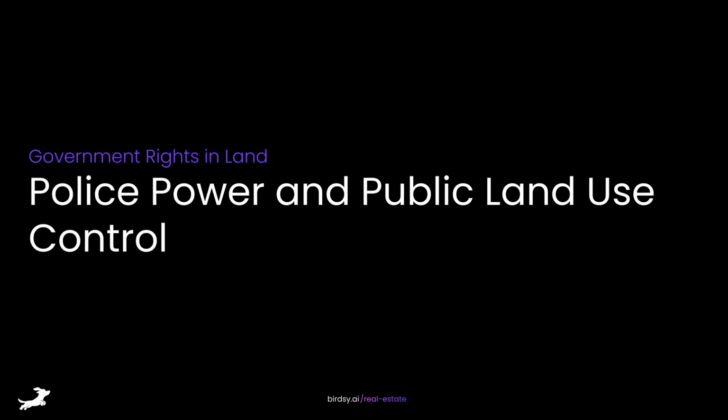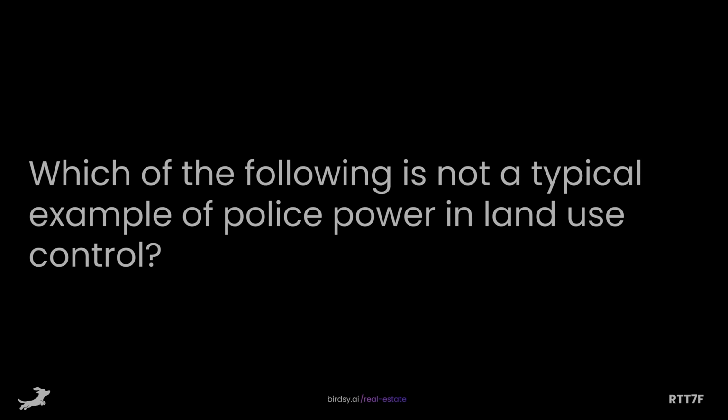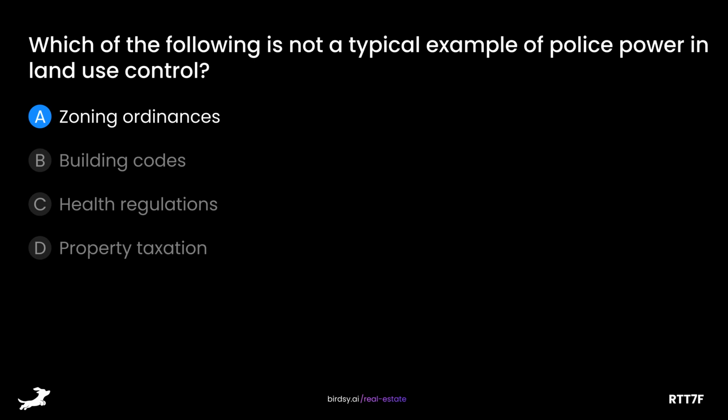Police power and public land use control. Which of the following is not a typical example of police power in land use control? Is it A, zoning ordinances? B, building codes? C, health regulations? Or D, property taxation? The answer is D.